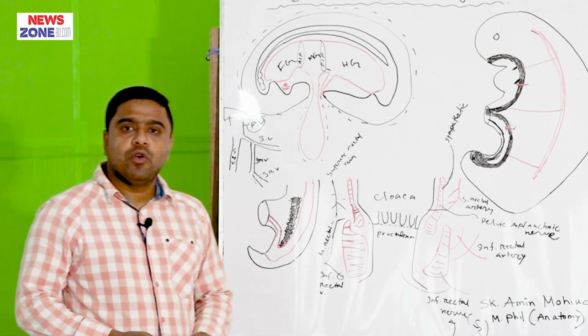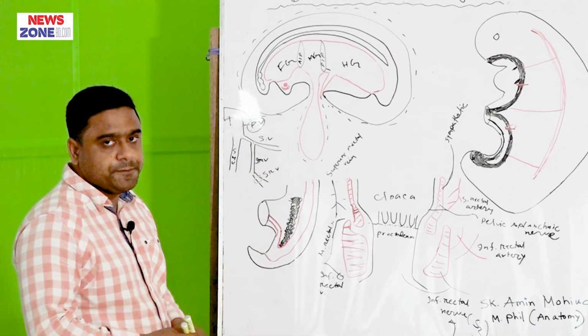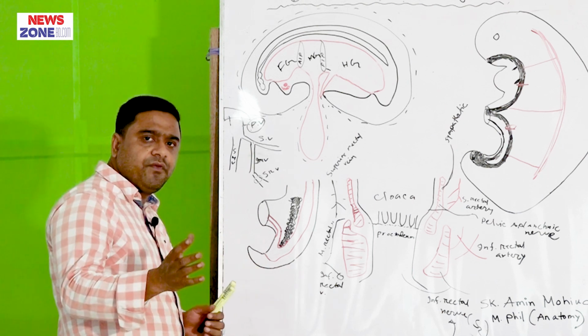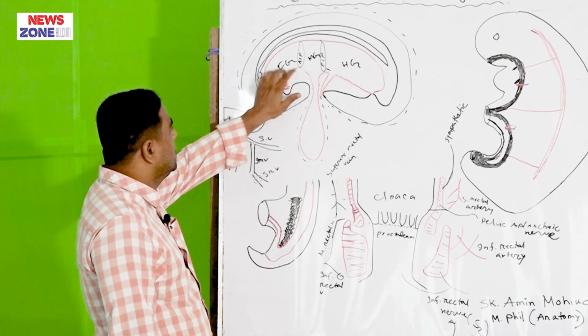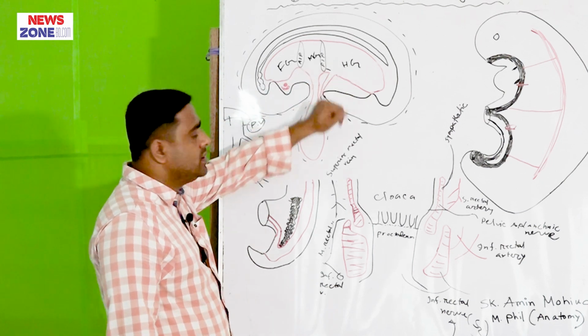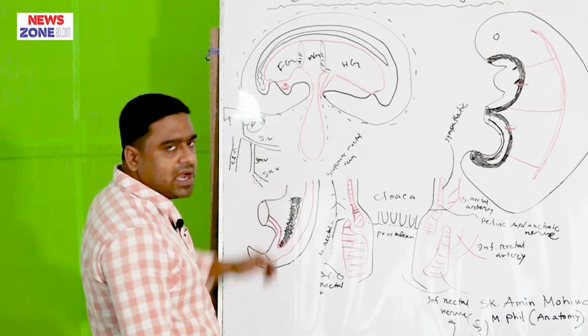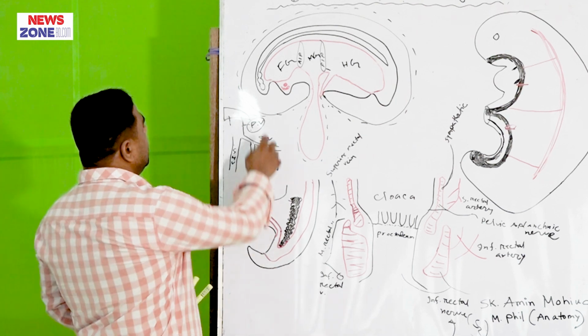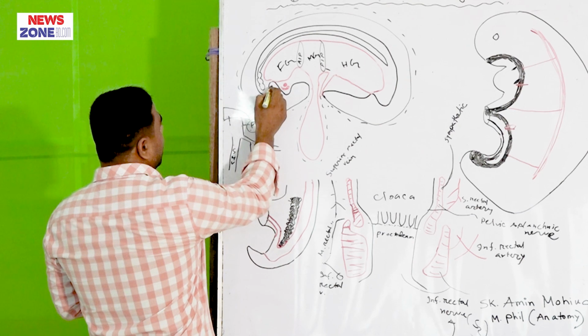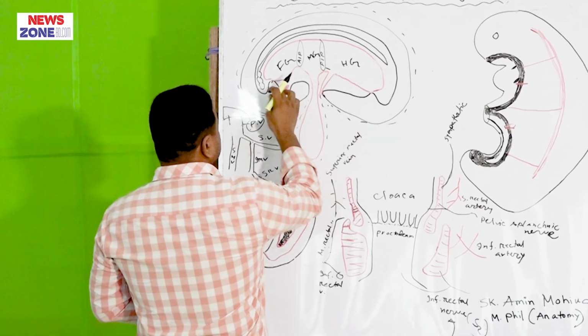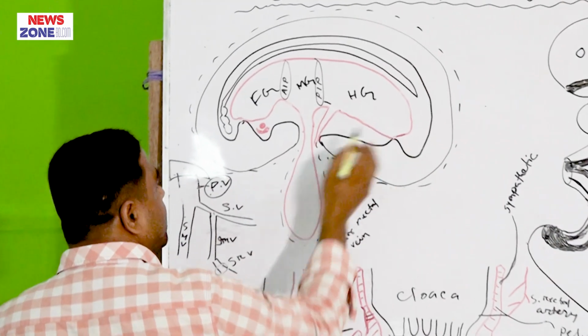In this session, I am going to deal with the development of the hindgut. We know that the primitive gut tube is divided into three parts: the foregut, the midgut and the hindgut. This primitive gut tube extends from the oropharyngeal membrane to the cloacal membrane.